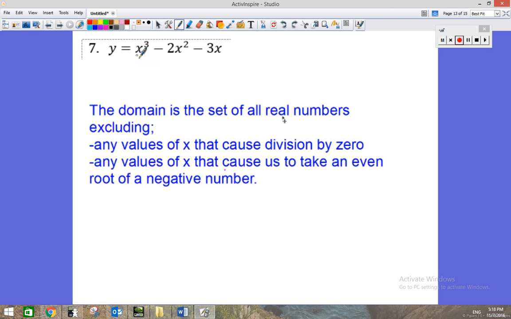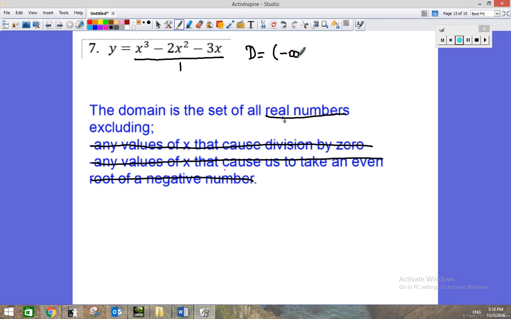Well, when we look at this problem, we do not have any variables in a denominator, so I don't have to worry about values of x that would cause division by 0. We don't have any values underneath a square root or a fourth root, so I don't have to worry about that. That means that my domain is a set of all real numbers from negative infinity to positive infinity.